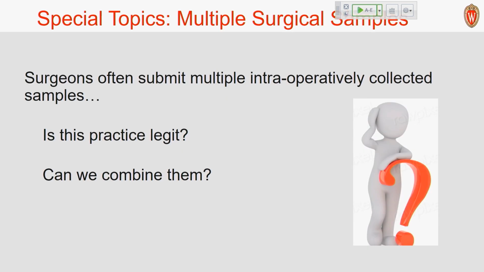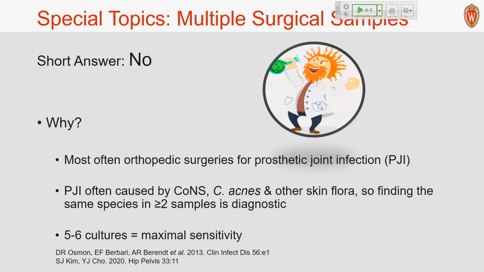The second one is multiple surgical specimens. Okay, is it legitimate? And can we combine them? We'd love to combine them. We get those 4, 5, 6, 7, 8 from the orthopedic surgeon. Well, no. And why is that? Well, because most of the time when you're getting those multiple samples, it's prosthetic joint infection. They're resecting that joint. They're taking it out, that artificial joint. And it's often caused, again, by skin organisms that got into that site probably during surgery or shortly thereafter, and then they're just percolating along for weeks or months.